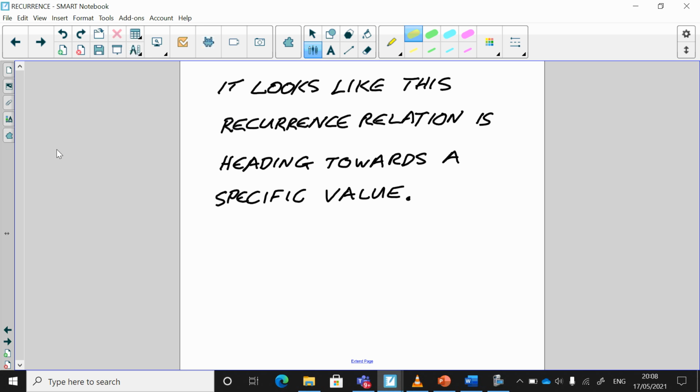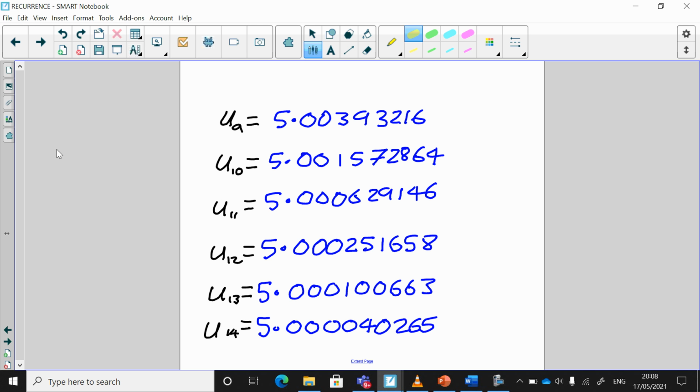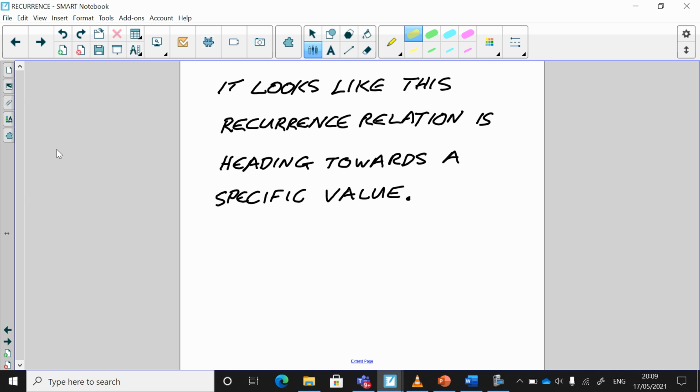So where are we heading towards? Some specific value maybe? We don't know. Those numbers may go on forever. Who knows? Well, I do.